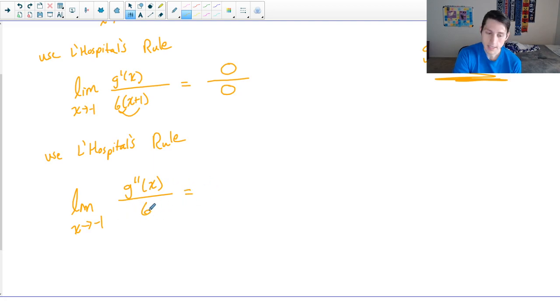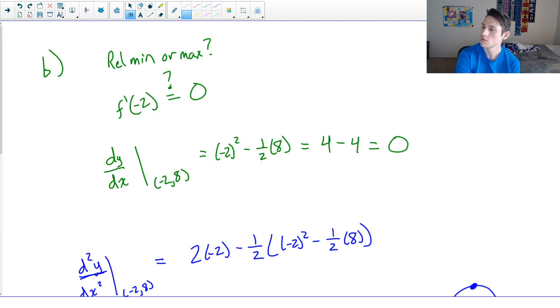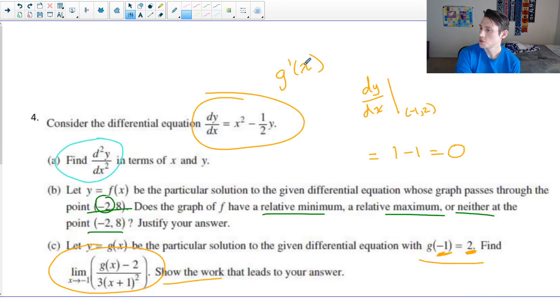Okay, so I'm definitely at least not going to get 0 or infinity in the denominator. So at the very least, I'm just done using L'Hopital's rule. I can't do it anymore, definitely, because I just have a 6 down there. But now, g double prime of -1 is what? Well, remember, g prime is dy dx, so g double prime is just the second derivative.